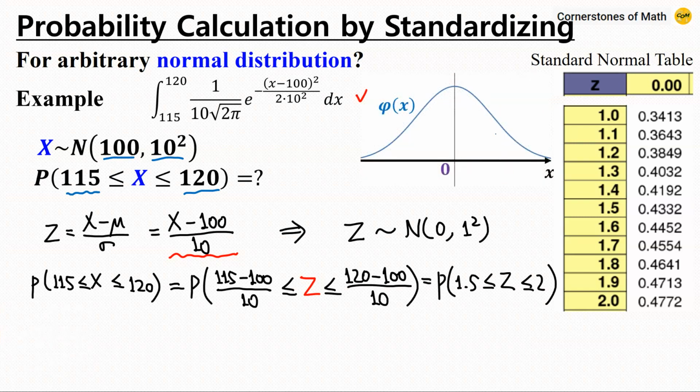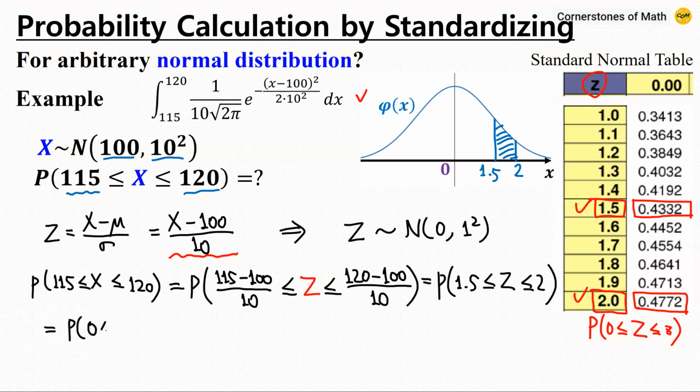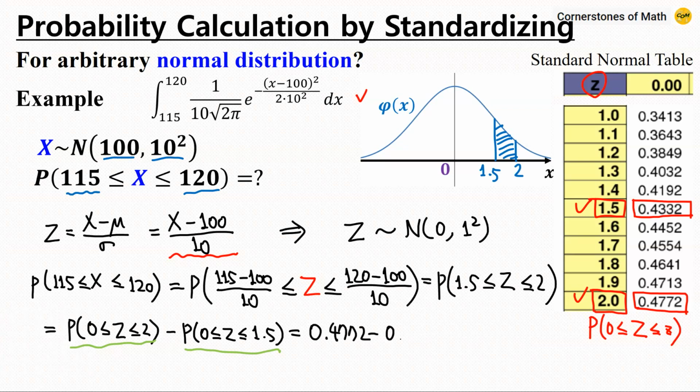And from the graph, it is this area. So using these two values, we can calculate it by this probability minus this probability, which is 0.4772 minus 0.4332, which is 0.0440. So this is how you standardize the random variable and calculate the probabilities.